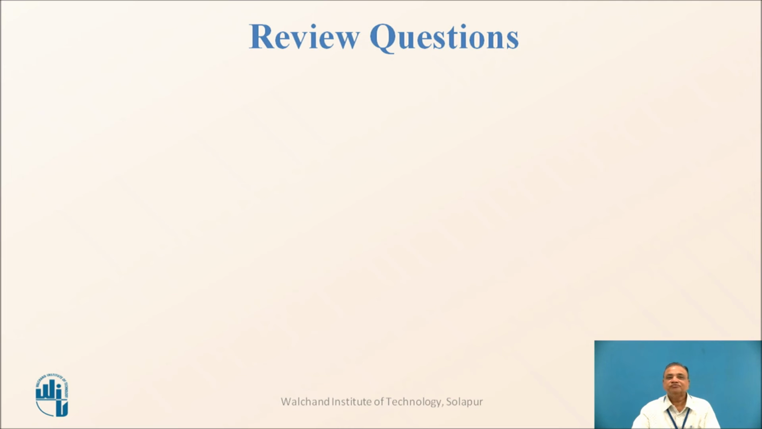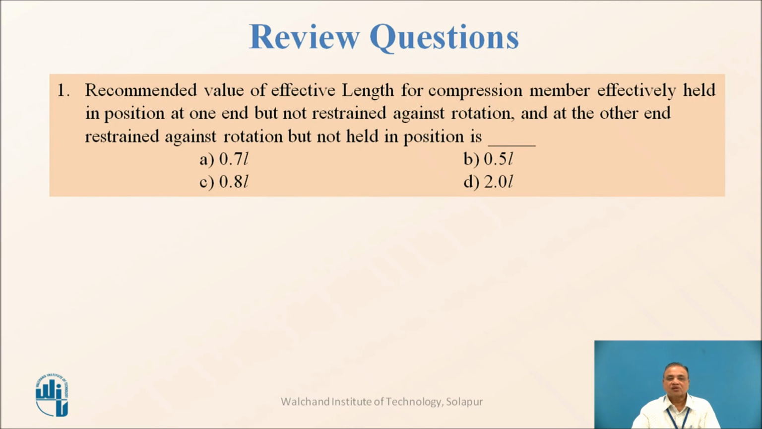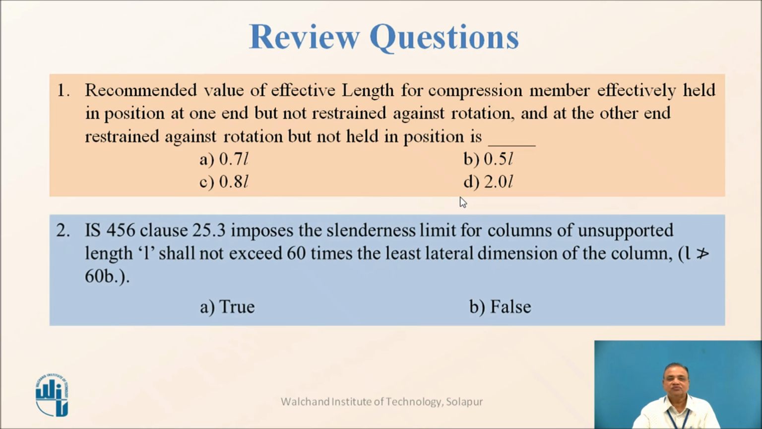Review question. Recommended value of effective length for a compression member effectively held in position at one end but not restrained against rotation, and at the other end restrained against rotation but not held in position, is 0.75 L, 0.5 L, 0.8 L, 2 L. Please guess it. One more question.